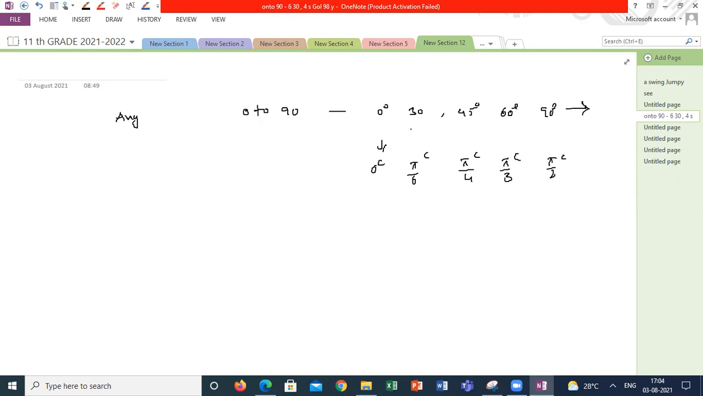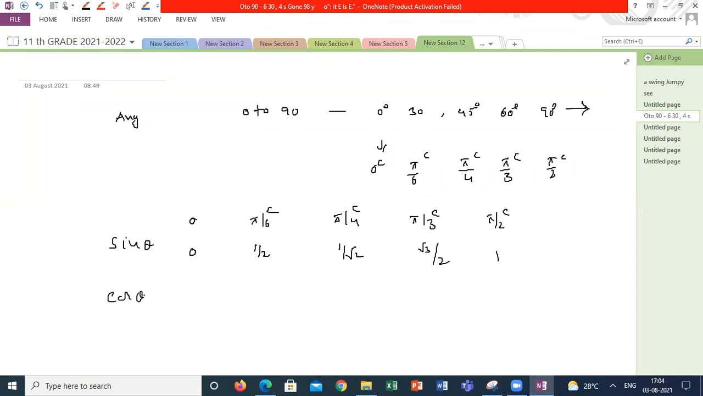With the help of only these values, suppose I am writing sine theta for 0, pi by 6, pi by 4, pi by 3, and pi by 2 radians. We already know it is 0, 1 by 2, 1 by root 2, root 3 by 2, and 1. And when it comes to cos theta, 1, root 3 by 2, 1 by root 2, 1 by 2, and 0. With the help of this, we can write tan, cot, cosecant, and secant.